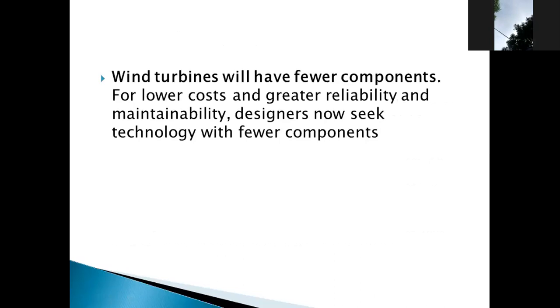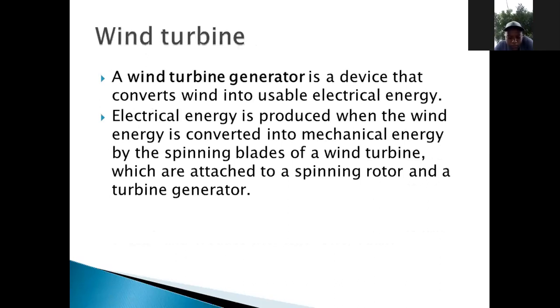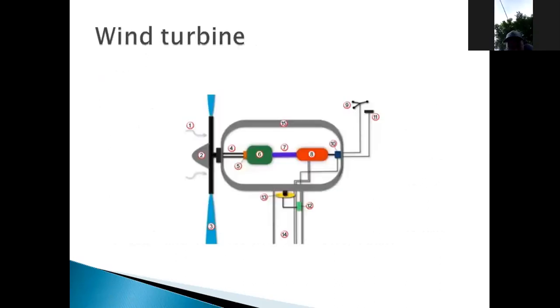And also we have wind turbines which have fewer components, and this can improve the reliability and even lower the cost of installing the wind turbines. So basically, what is a wind turbine? Down here, you can see a wind turbine in this slide. As you can see, figure number 1 shows some wind blowing from left towards the right. And then number 3 here shows the blades of our wind turbine, which are going to rotate.